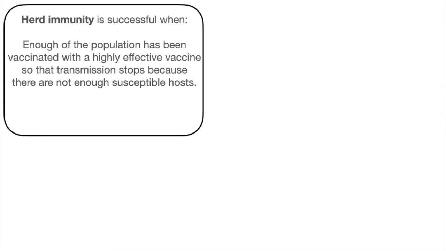All right, let's very briefly talk about herd immunity that you have heard about in the United States and elsewhere. And it means that enough of the population has been vaccinated with a highly effective vaccine so that transmission stops because there are not enough susceptible hosts. In practice, what does that actually look like?